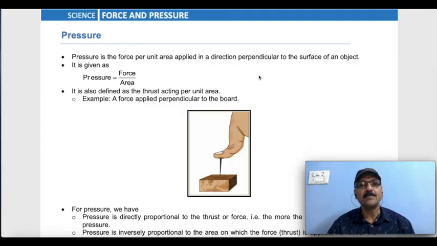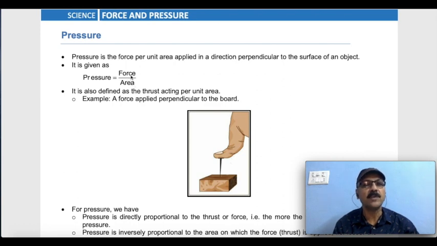Students, as we studied in the previous video, the force topic in the chapter Force and Pressure. Now we are going to study the next topic, pressure. Pressure is the force per unit area applied in a direction perpendicular to the surface of an object. It is given by the formula: pressure equals force upon area.